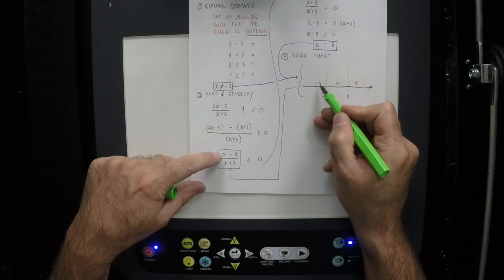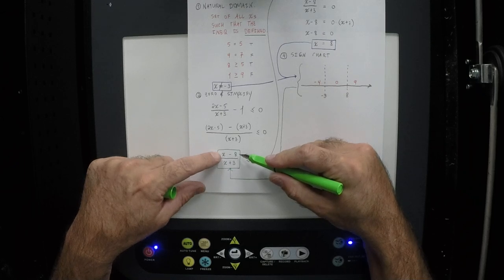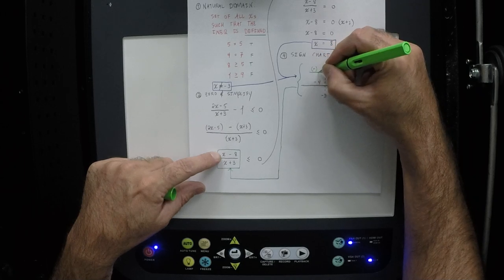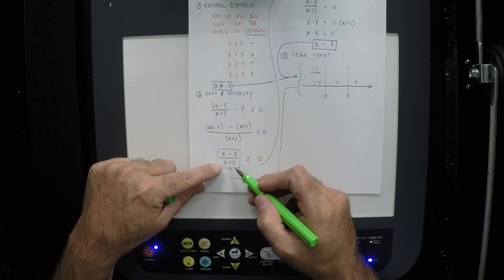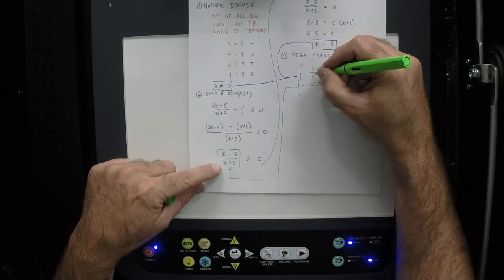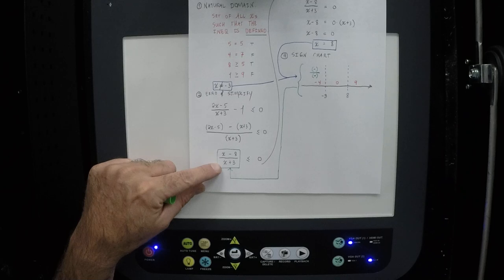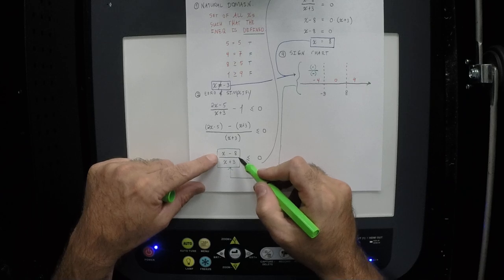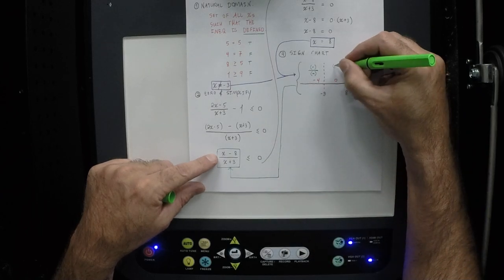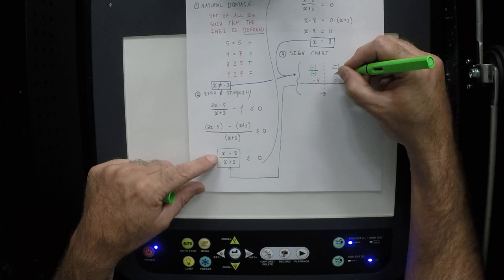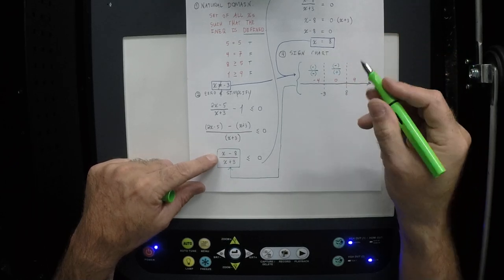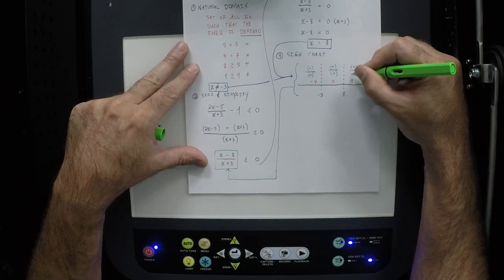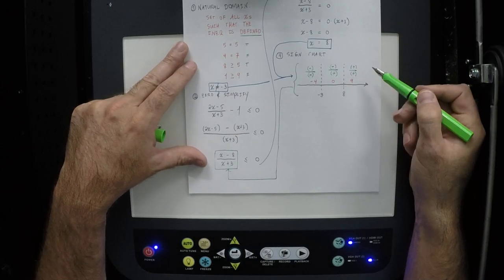So negative 4. If you plug negative 4 into the numerator, what sign do you get? Negative. So this will be negative over. And if you plug negative 4 into the denominator, what sign do you get? Negative. Fine. Now let's plug in 0. If you plug 0 into the numerator, what do you get? Negative. And the denominator? Positive. And then 9, you get positive over positive. Is there any question why that's the pattern of signs that you get?